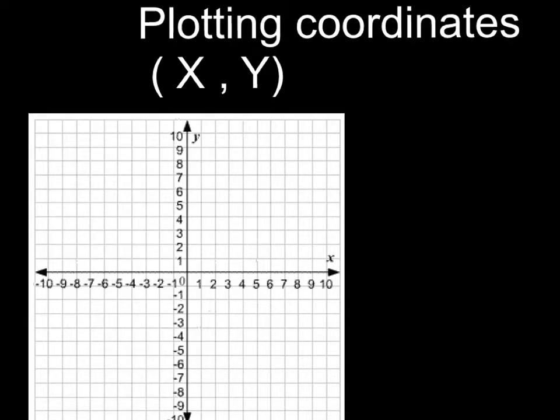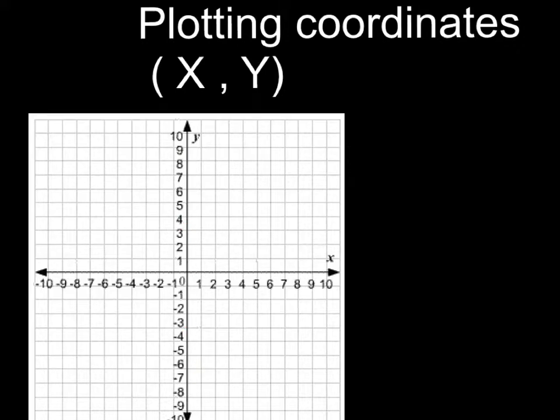Okay, so plotting coordinates then. The most important thing you need to know is which one comes first. So it's the x coordinate first, followed by the y. Now the x coordinate is a movement in this axis. So if I just highlight that, the x-axis. And then the second coordinate y is a movement in the y-axis.